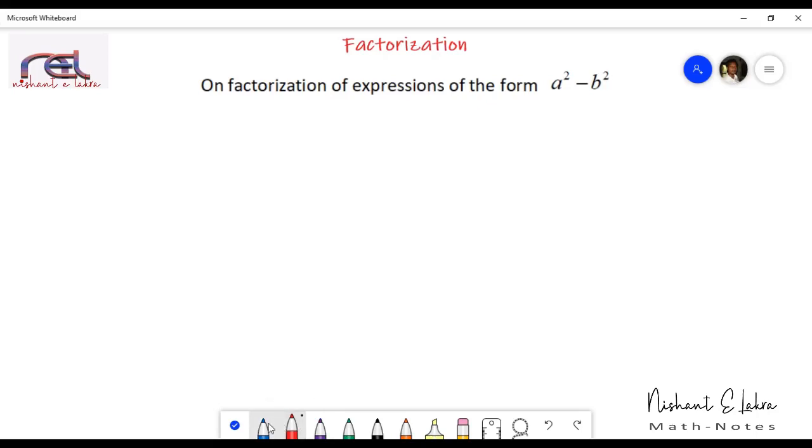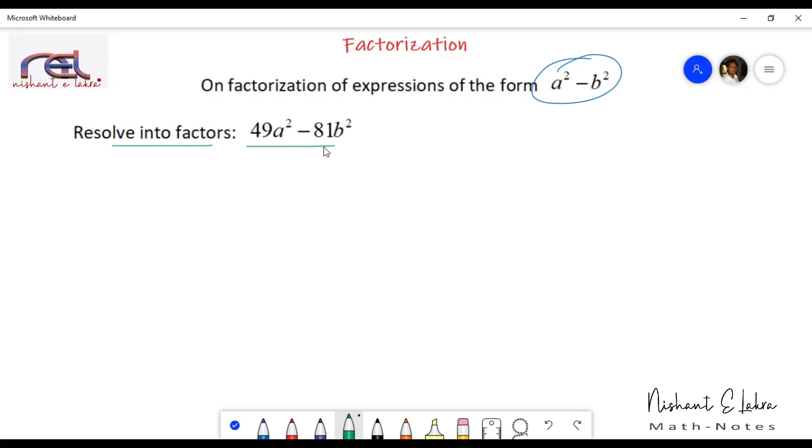Hello everyone, we are learning the lesson factorization, and let us see how to solve problems on the expression in the form of a square minus b square. Here is a question: resolve into factors 49a square minus 81b square. Let's see how to solve it. The given expression is 49a square minus 81b square.